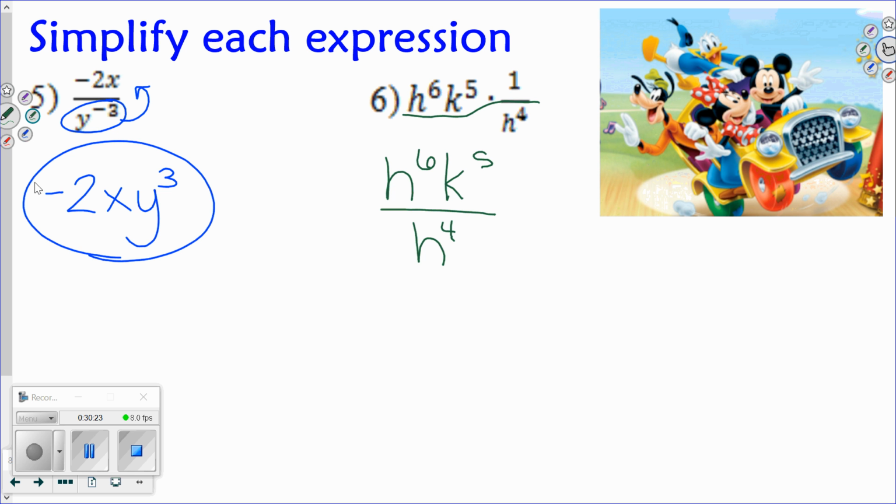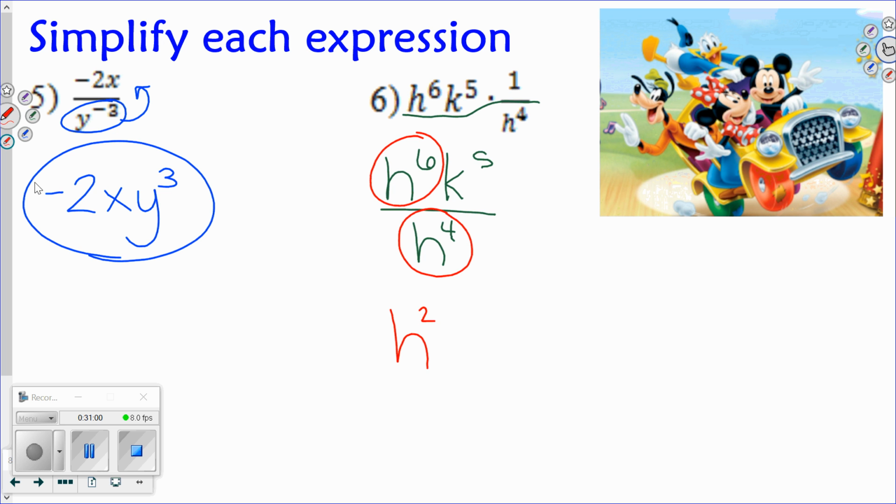Okay, now do we know how to attack that problem? Do you have anything to distribute? Kind of looking through our steps. Nothing distributes. Do you have any like terms or like bases? Yeah, we do. We have some like bases. I can put my h's together. What do I do with their exponents? I subtract them. 6 minus 4. Now, I do want to point out one thing I know some students get a little tripped up on. When you subtract, it's always the top minus the bottom. Don't do it vice versa. Okay? Top minus bottom.